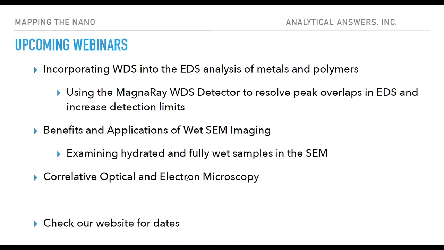So that's my last example for the day. I would just like to emphasize that we'll be doing more upcoming webinars. You can also watch this webinar again or the webinar from last week, which has been recorded. You can watch our website for the dates of these upcoming webinars, incorporating WDS into the EDS analysis of metals and polymers. Wavelength dispersive spectroscopy, WDS, has advantages over EDS in that it has higher resolution and better sensitivity, so it can resolve peak overlaps that occur in EDS, and it can also increase your detection limits.